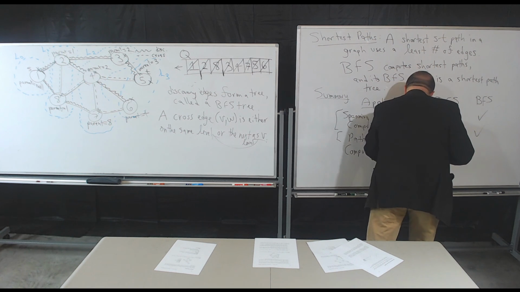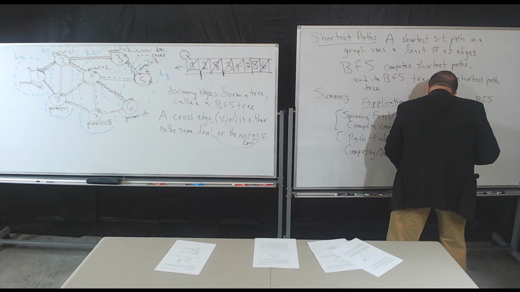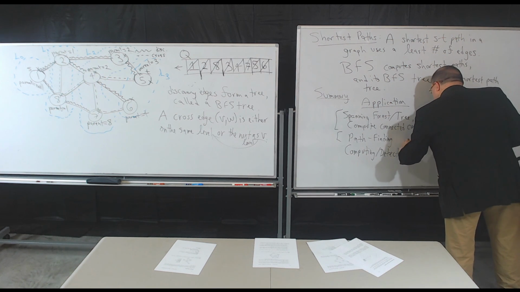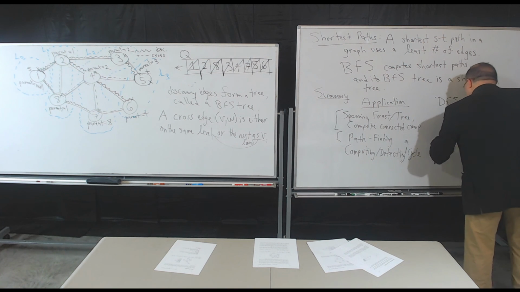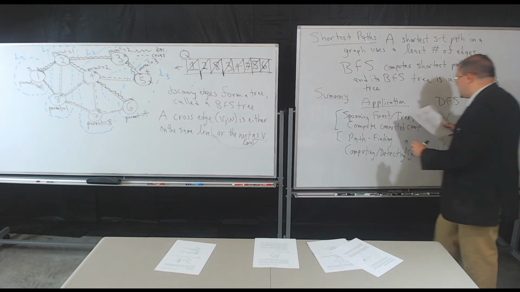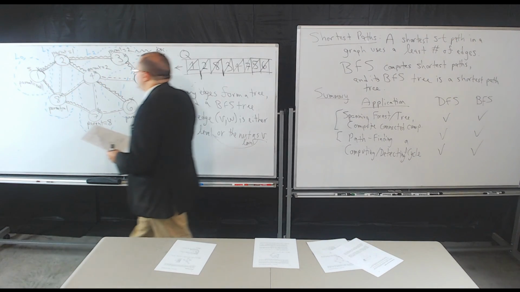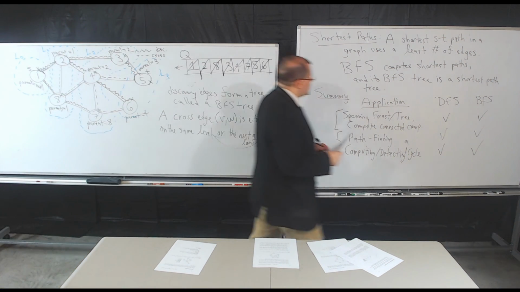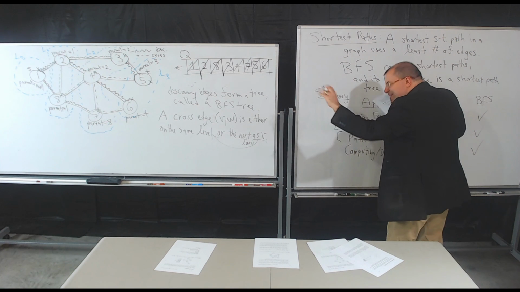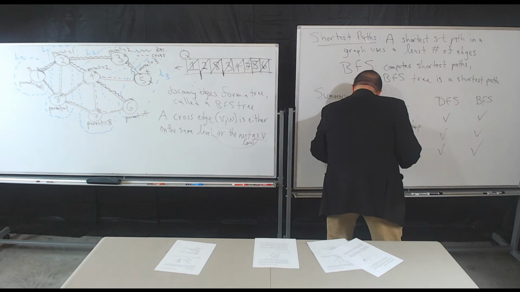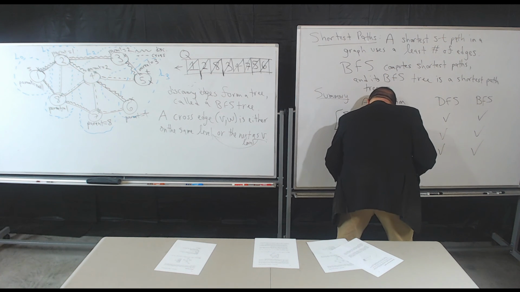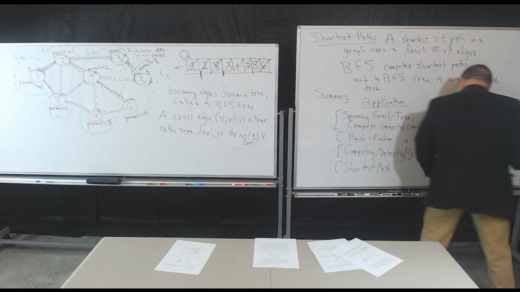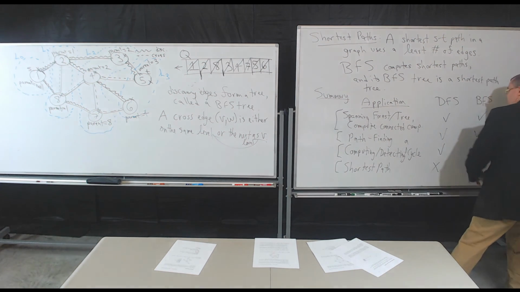My marker's just dying, I apologize. So computing or detecting a cycle. You can do that with both of these. By the way, I'll let you think about where or how you detect a cycle with BFS. I'll let you think about that, okay? I'll give you a hint. It might be under a different name. Okay, and shortest path. So a shortest path. Can I do that with DFS? No. I can do it with BFS though.